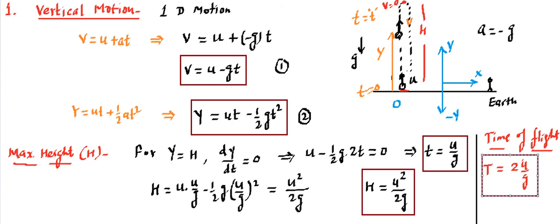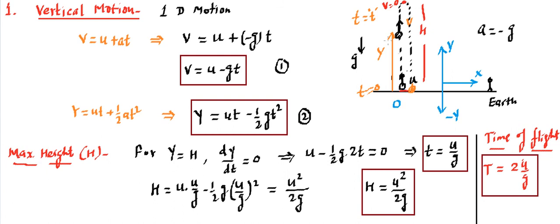Very simple. Can we say the total time will be the time when the particle returns back to the same position? So what will be the coordinate of y? You say y has to be 0. So in order to prove this T, what you do is use equation number 2, put y equal to 0, and find the value of t. The time will come out to be this. So that becomes the time when the y coordinate becomes 0. That's also called time of flight.